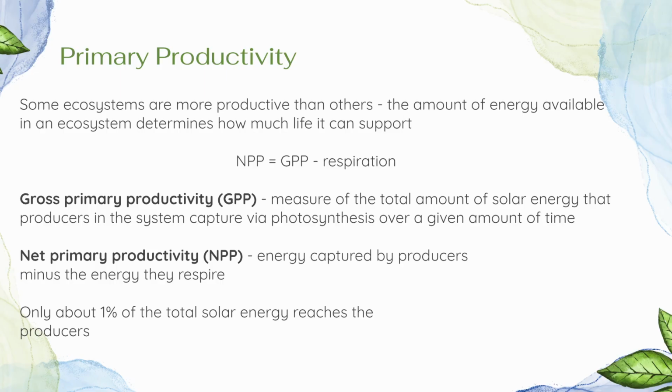Some ecosystems are more productive than others, and the amount of energy available in an ecosystem determines how much life it can support. Gross primary productivity, or GPP, is a measure of the total amount of solar energy that producers in a system capture through photosynthesis over a given amount of time. Net primary productivity, or NPP, is the energy that producers capture minus the energy that they use for respiration. NPP is the amount of energy available to the consumers in the ecosystem.